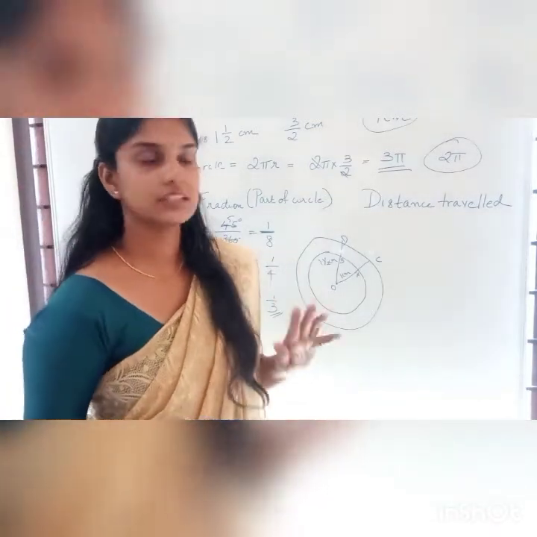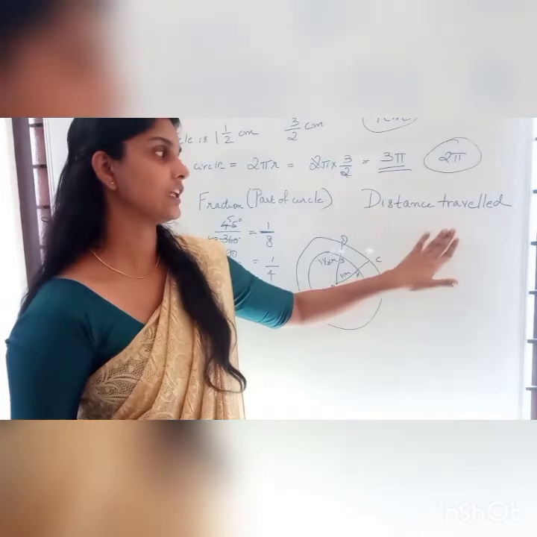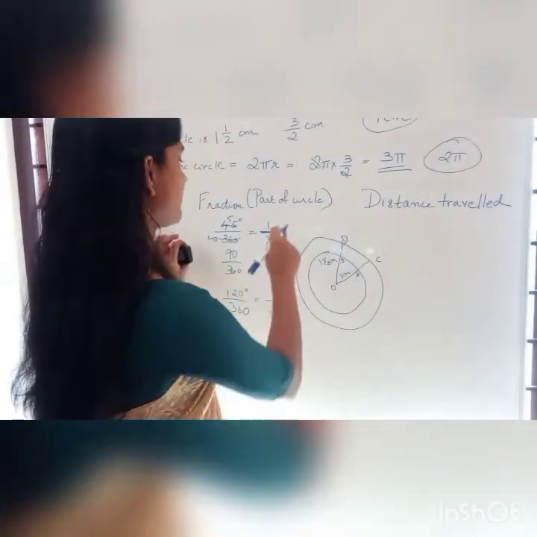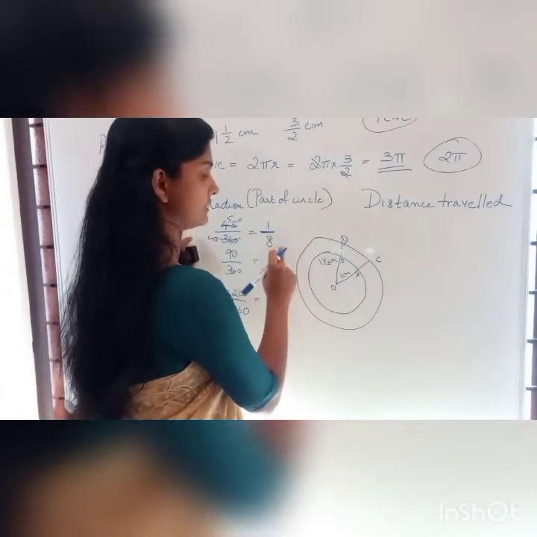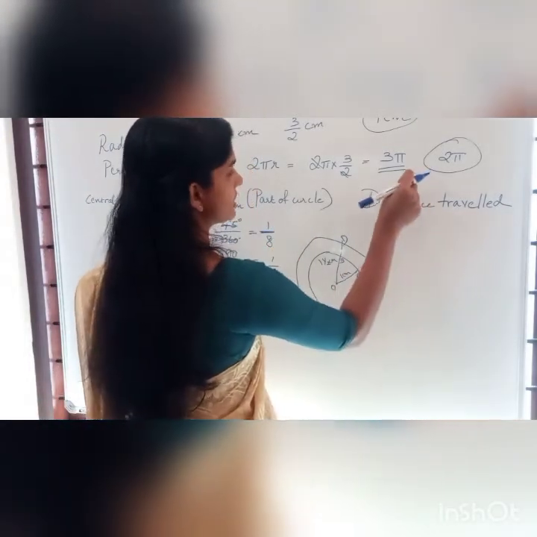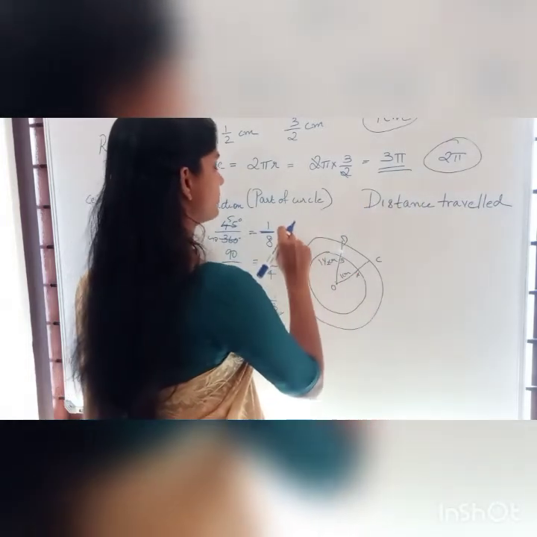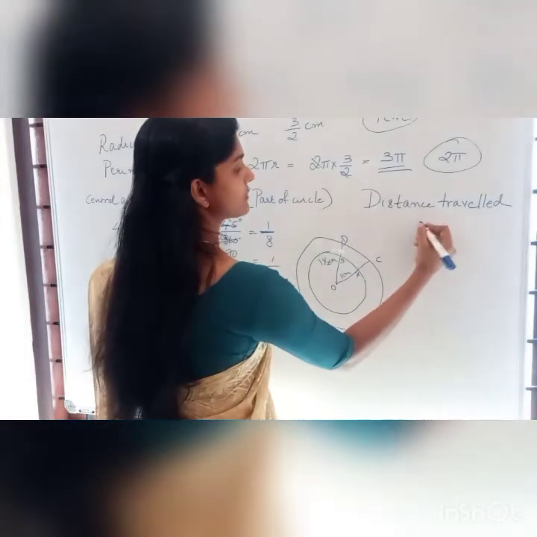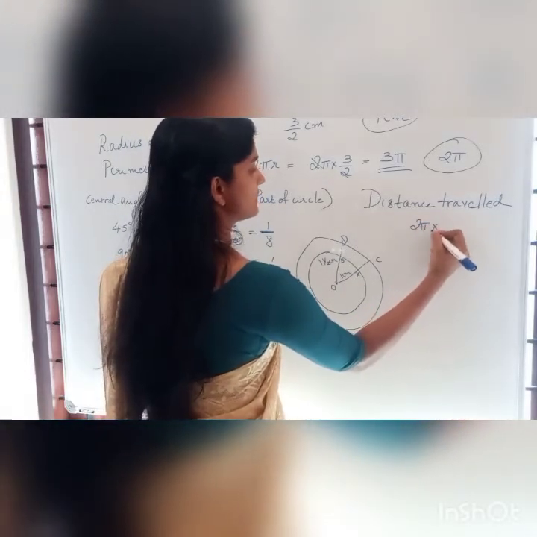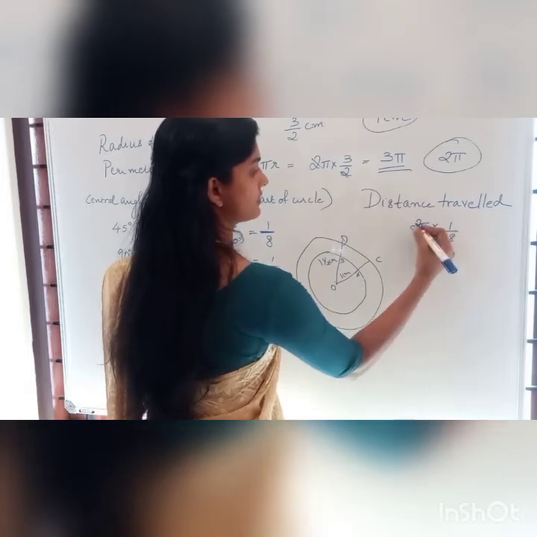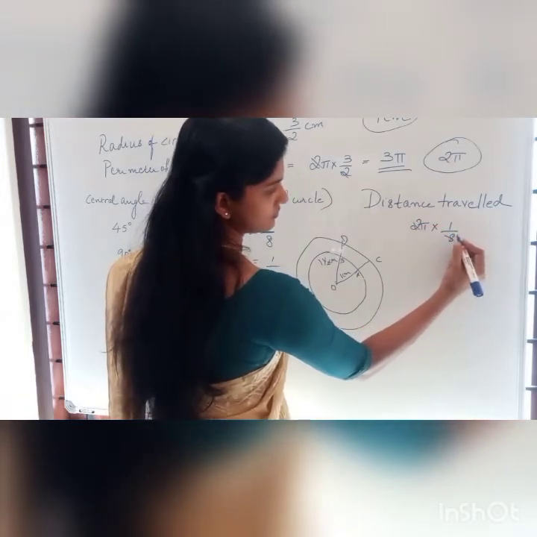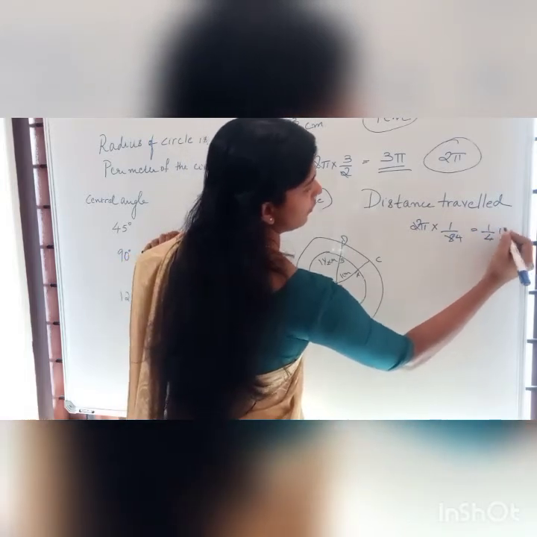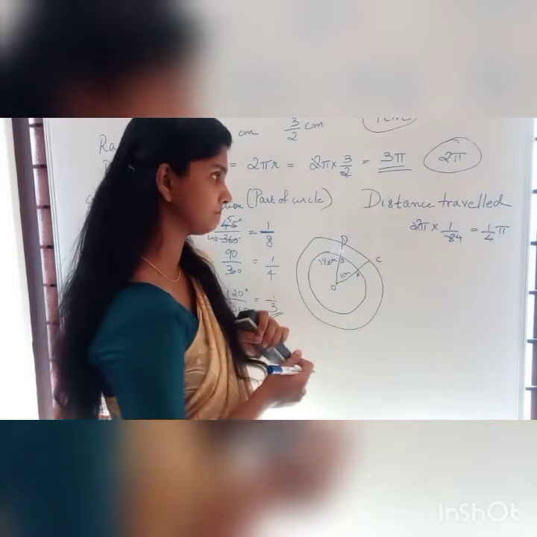Now let us see whether there will be any change in the case of distance traveled. Okay, how will you convert? Yes, you have been given the part of the circle in fraction terms. Now what you have to do is multiply the perimeter of the circle with these fractions in order to get the distance traveled. So what is the perimeter of the circle? 2 pi multiplied by 1 by 8.